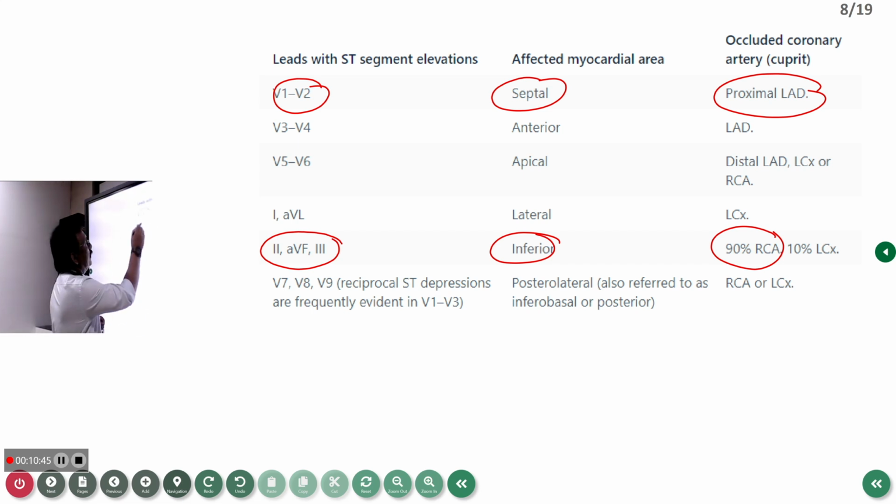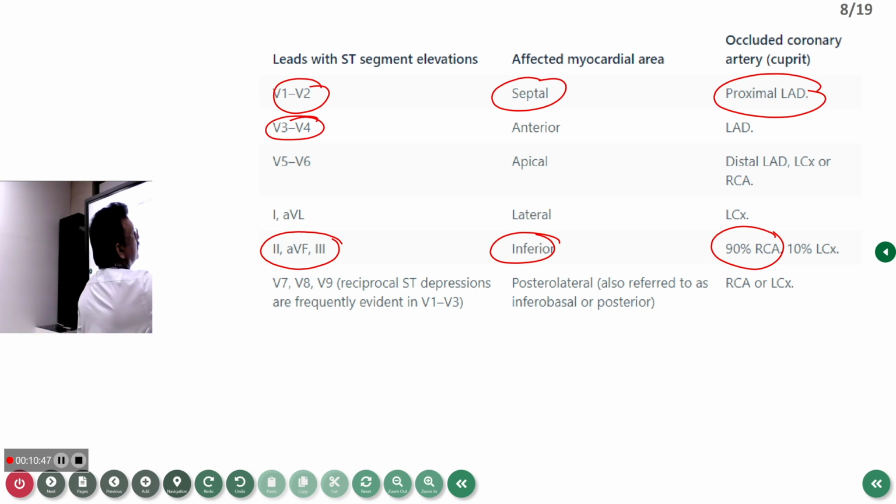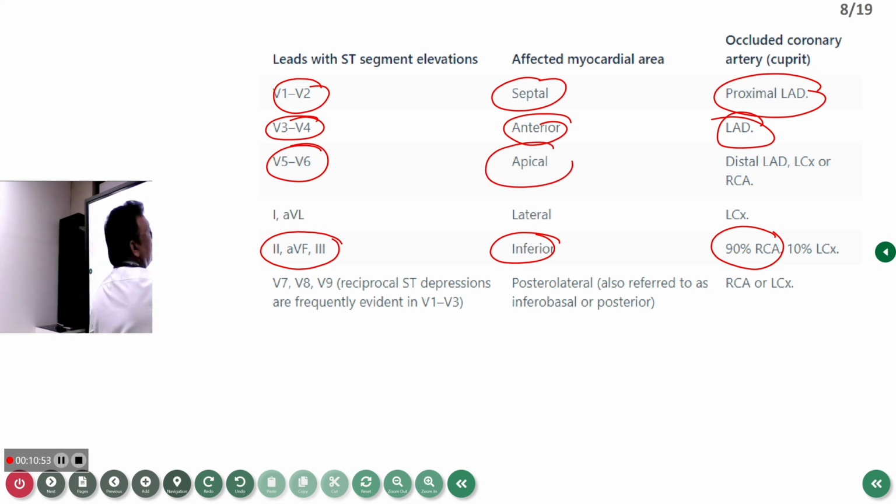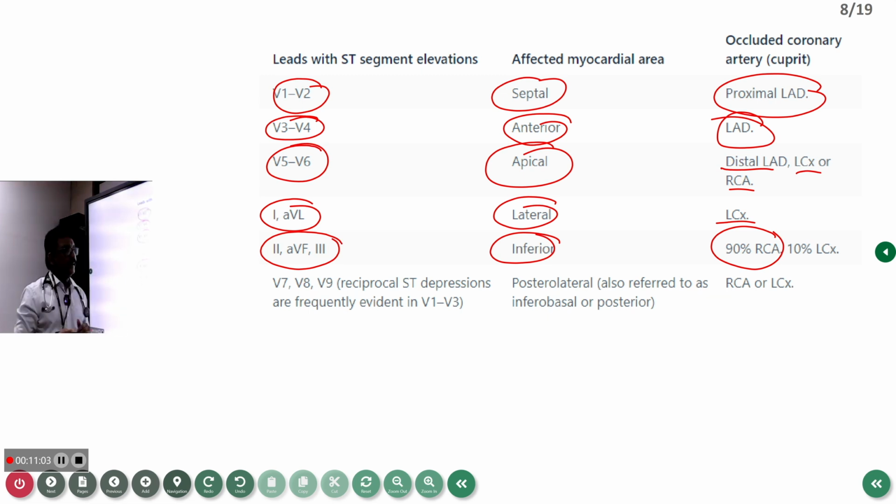Other leads like V3, V4 are anterior leads, and the left anterior descending artery is involved. V5, V6 is apical infarct, and distal LAD and RCA will be involved. Lead 1, AVL, again lateral leads, LCX is involved. Like that, you can see the ECG and tell which arteries are involved.